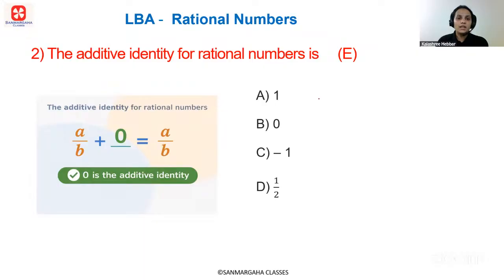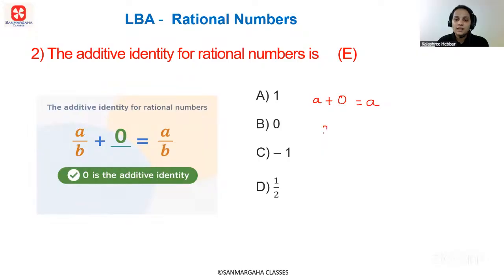The additive identity for rational numbers is A 1, B 0, C -1, D 1 by 2. So let us know what is additive identity first. For any rational number a, a plus 0 is equal to a. If you are adding 0 to any rational number, its value does not change.